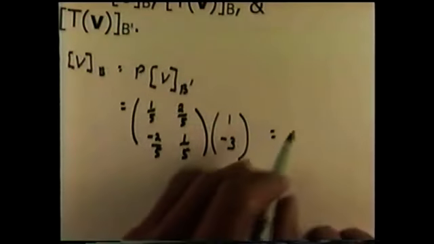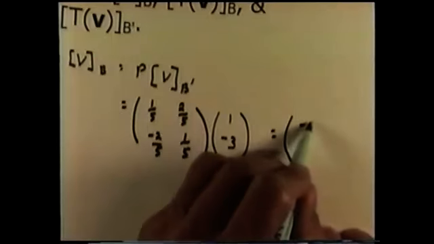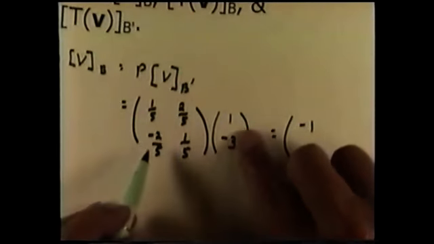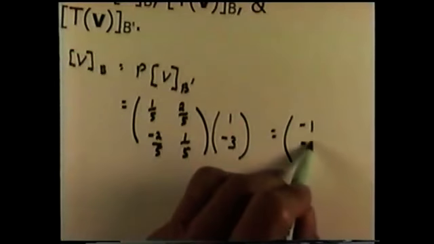One-fifth minus 6/5 is -5/5, so that would be -1. And -2/5 minus 3/5 is -5/5. That is -1. So the coordinates of V with respect to B would be -1, -1.